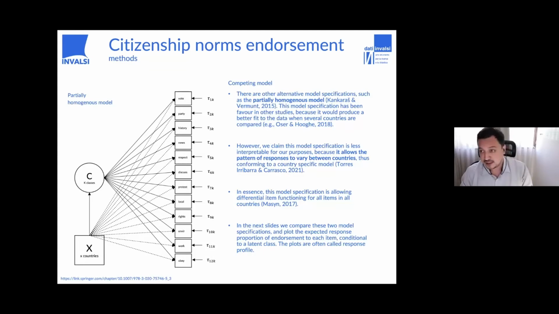So the main idea of the partial invariance approach is that, let's say we have 12 items, we may lose some comparability over 2 or 3 items, but we can still claim comparability with the rest of the items present in the model. What is happening with the partially homogeneous model is that the variation is for all the countries.